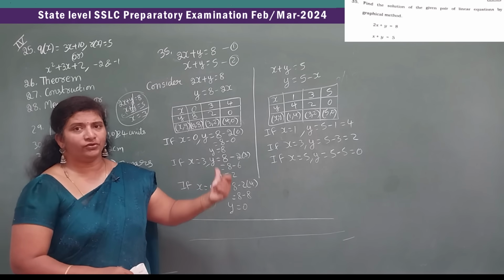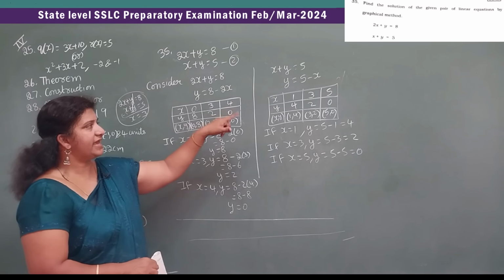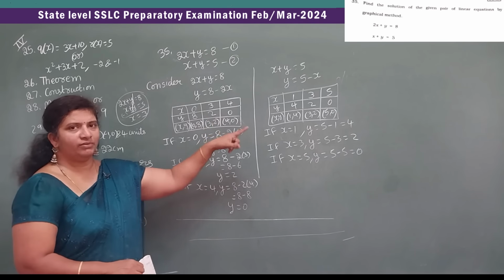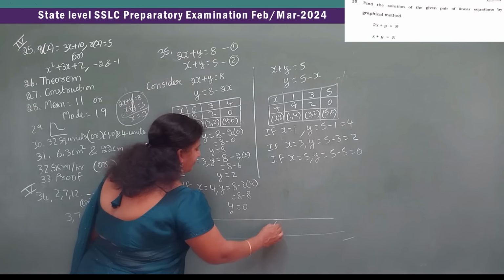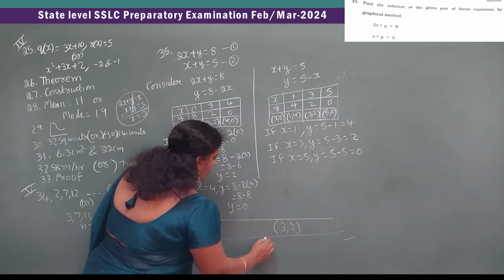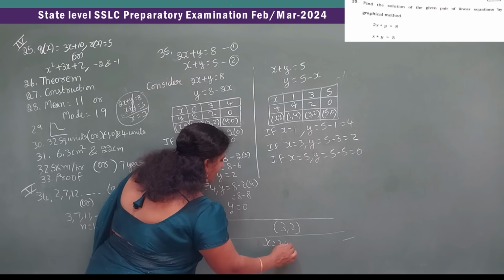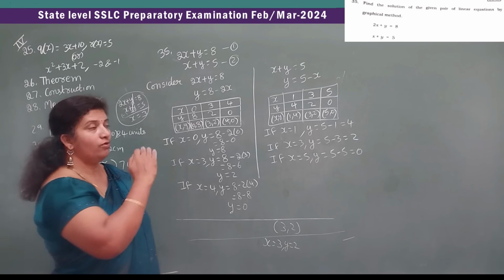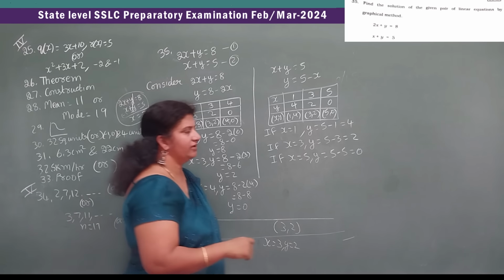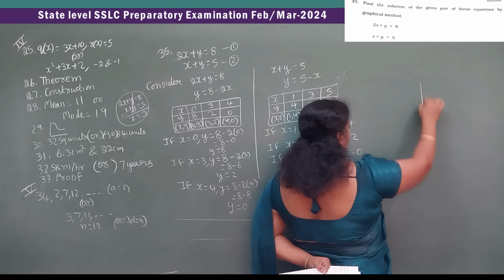By using a graph you can see the same coordinate in both tables: 3, 2. The lines are intersecting at 3, 2, where x is equal to 3 and y is equal to 2, right? Now let's move to the graph sheet. Rough graph I am doing here.